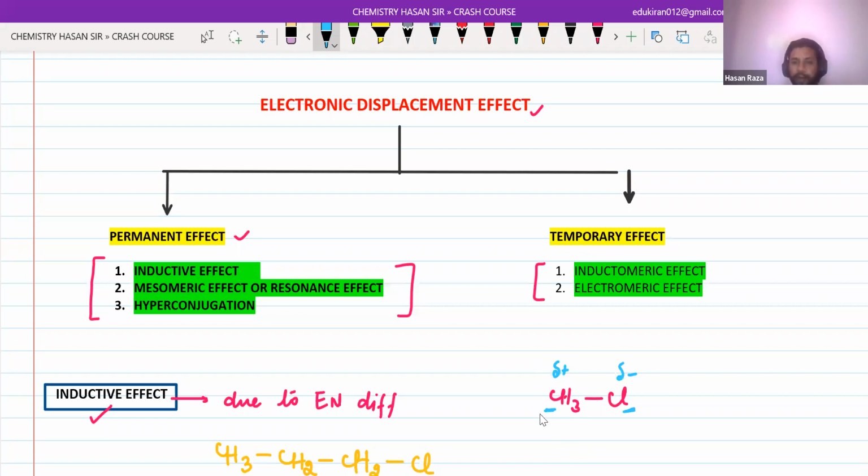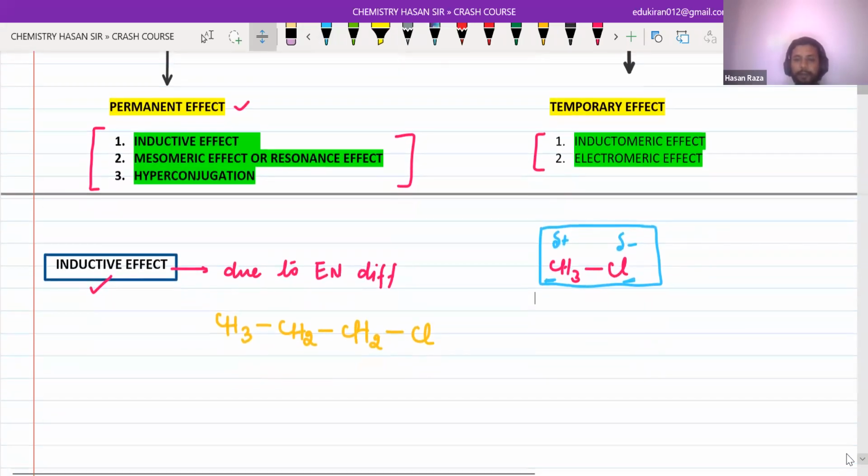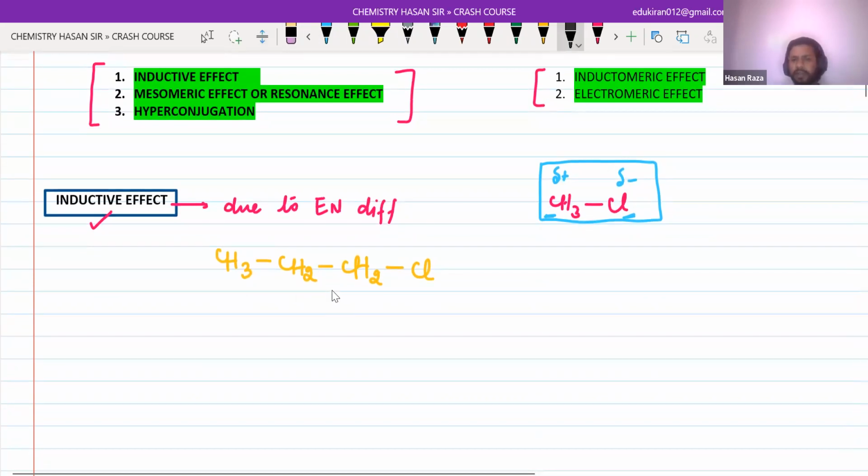And this effect is basically called inductive effect. This inductive effect operates through sigma bond, not pi bond. It will act only in sigma bond, and it is a distance dependent effect. Let me show you an example, and with this I can easily explain. See, this is your CH3CH2Cl. Now you can see this is more electronegative, so there will be delta negative, and this will be your delta positive 1, then delta positive 2, then delta positive 3.